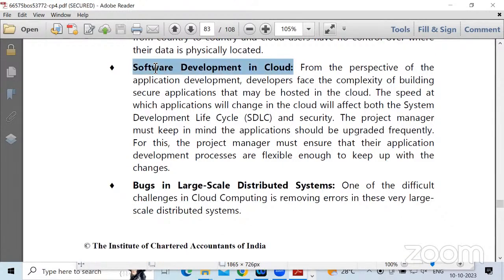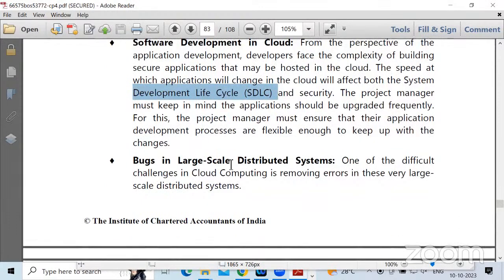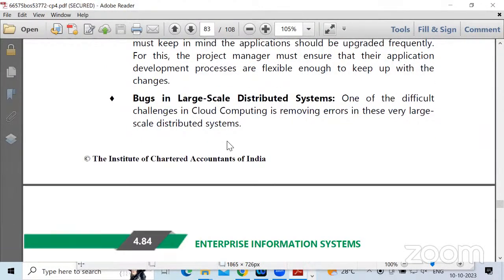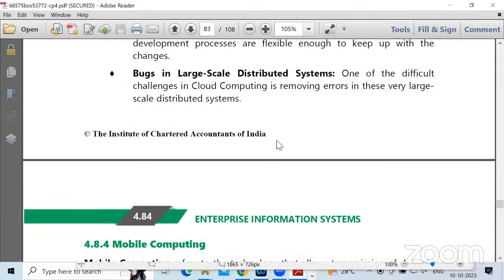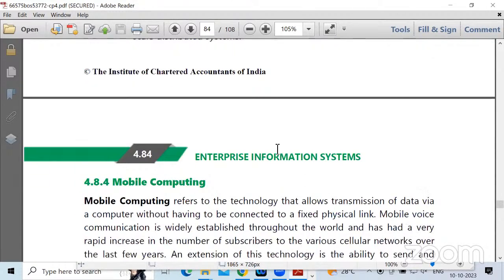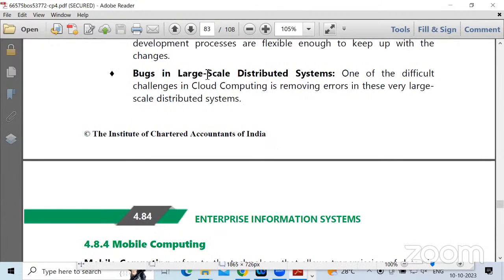Software development in cloud. You are going to develop a software. If it is there in your premises, you will be able to develop according to your interest, your time, your nature, etc. Whereas in cloud computing, you have to adjust yourself with the available platform in the cloud. So SDLC means system development lifecycle. The bugs in large scale distributed systems: because the cloud computing services are provided to thousands of users, there is every possibility that bugs could be there.